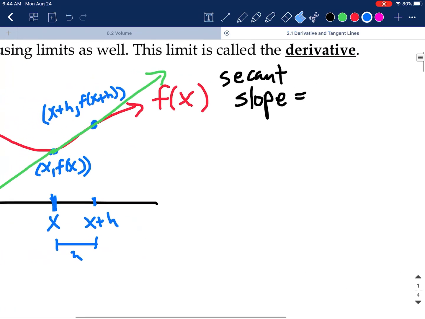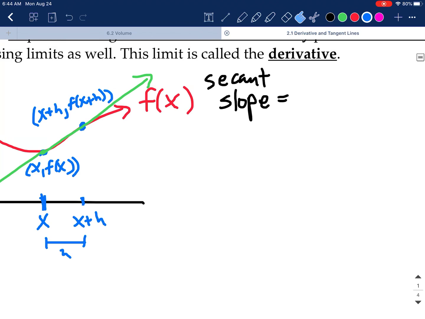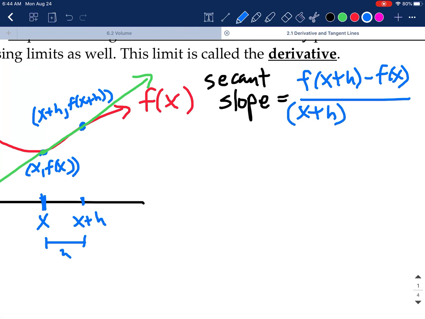So if we find the secant slope, it's just going to be rise over run, or the difference in the y coordinates over the difference in the x coordinates. So that's going to be f of x plus h minus f of x all over x plus h minus x. Right, so that would be our secant slope. And we'll notice a convenient cancellation here. So what we end up with is something that you've all seen before.